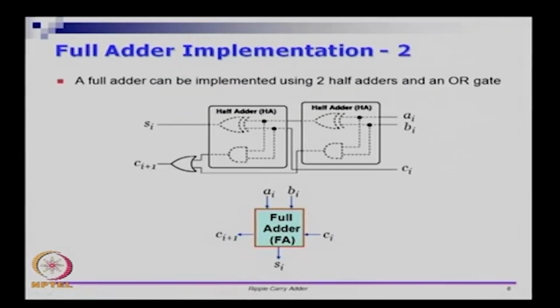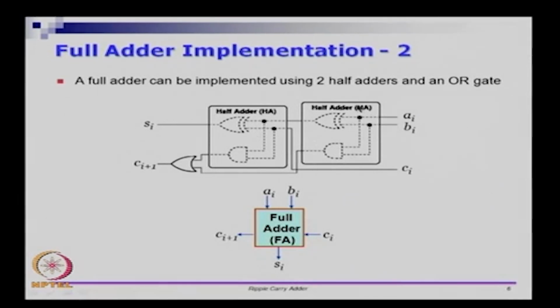So, there is another implementation that you can do for a full adder, and that is actually using 2 half adders. You can take 2 half adders and connect them in this form. You take the sum from one of them and you take CI, and give them as the inputs to the other. Remember, a half adder can take only 2 inputs.